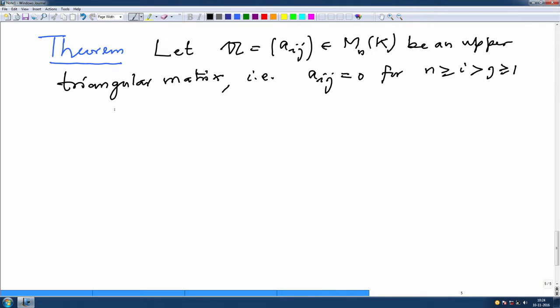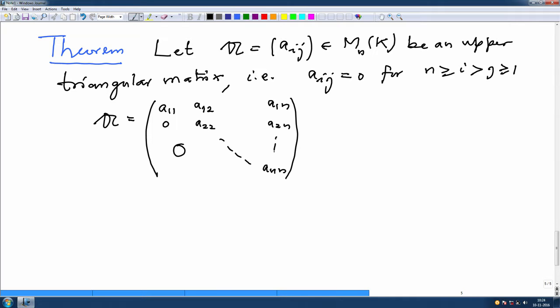So, that means the matrix A will look like this. On the diagonal it is A11, ..., Ann, below the diagonal it is 0, and here it is as usual entries A12, ..., A1n and so on. Here it will be 0, A22, ..., A2n and so on. Here they are all zeros. This is an upper triangular matrix. Below the main diagonal all entries are 0. See, this row number is 2, column number is 1. So, the row number should be strictly bigger than the column number, then it is upper triangular. When it is the other way, when the column number is bigger than the row number, then it will be lower triangular.